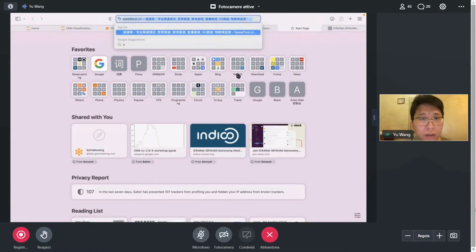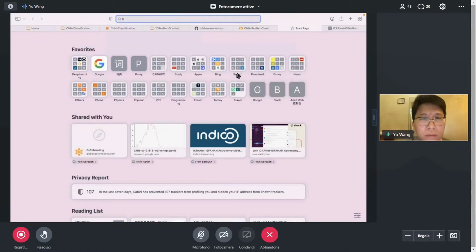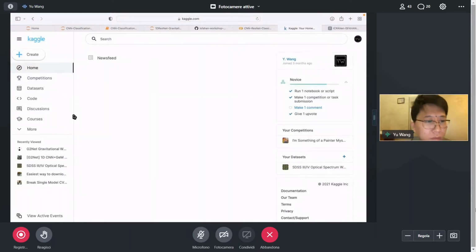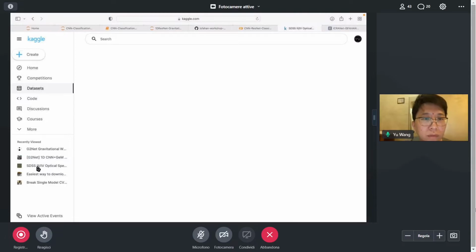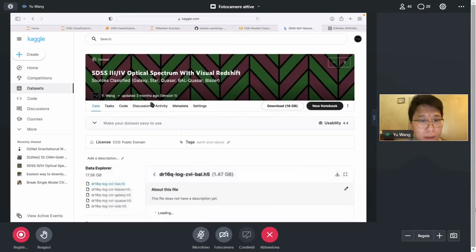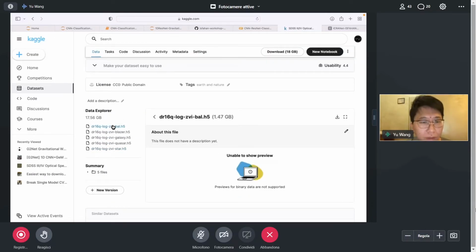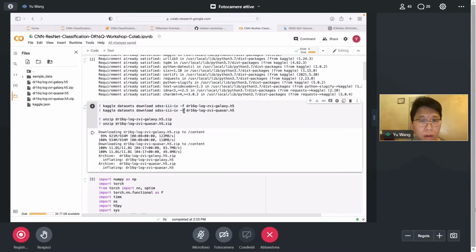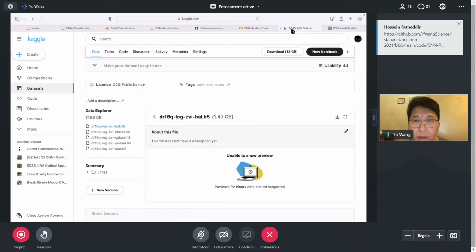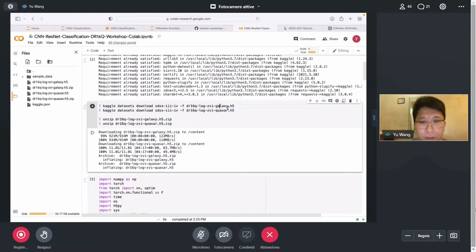So we can take a look at the Kaggle. So here are the data of SDSS, prepared for only having the visually checked redshift data. So here we download two. You see here are many blazars, galaxies, quasars, and stars, and since in this example we only classify quasars and galaxies, I only downloaded these two files. So download and unzip.